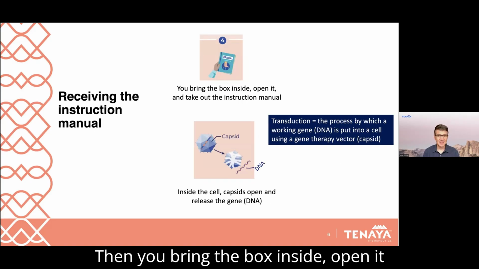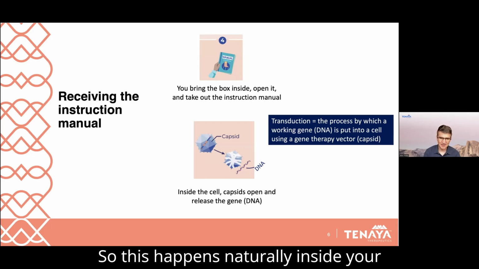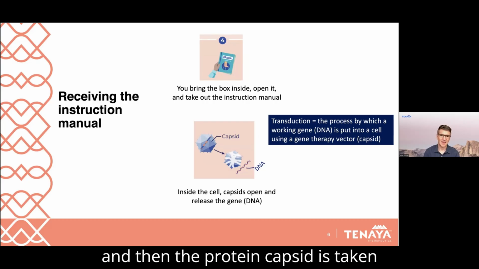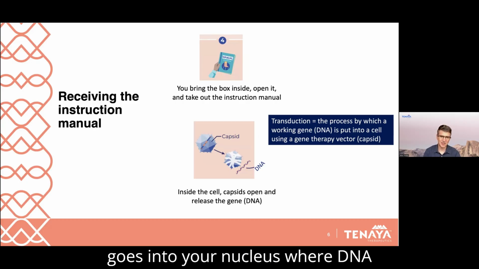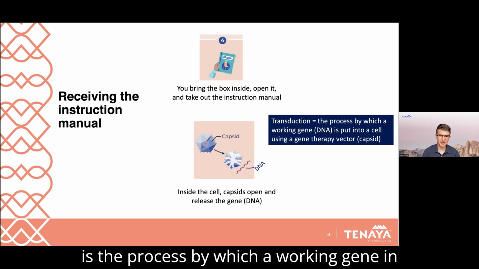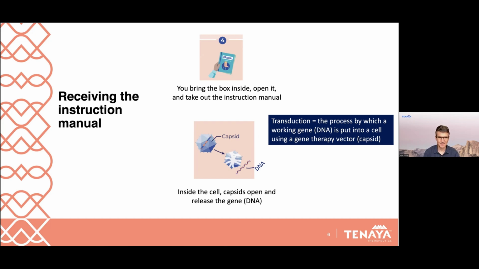Then you bring the box inside, open it up, and take out the instruction manual. So this happens naturally inside your cells. They take up the capsid, and then the protein capsid is taken apart and the DNA is released, and it goes into your nucleus where DNA belongs. So transduction is the process by which a working gene in the form of DNA is put into a cell using the gene therapy vector.